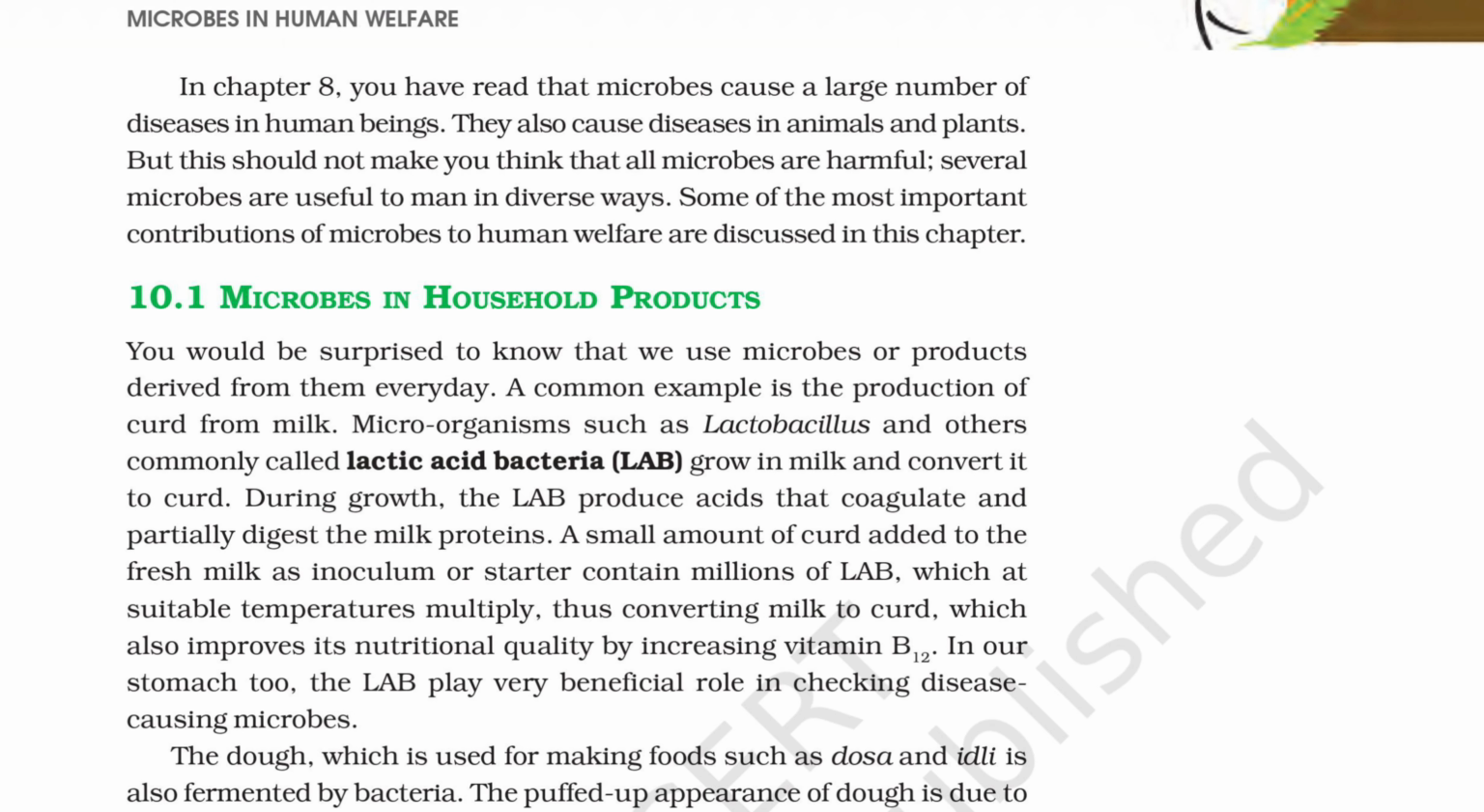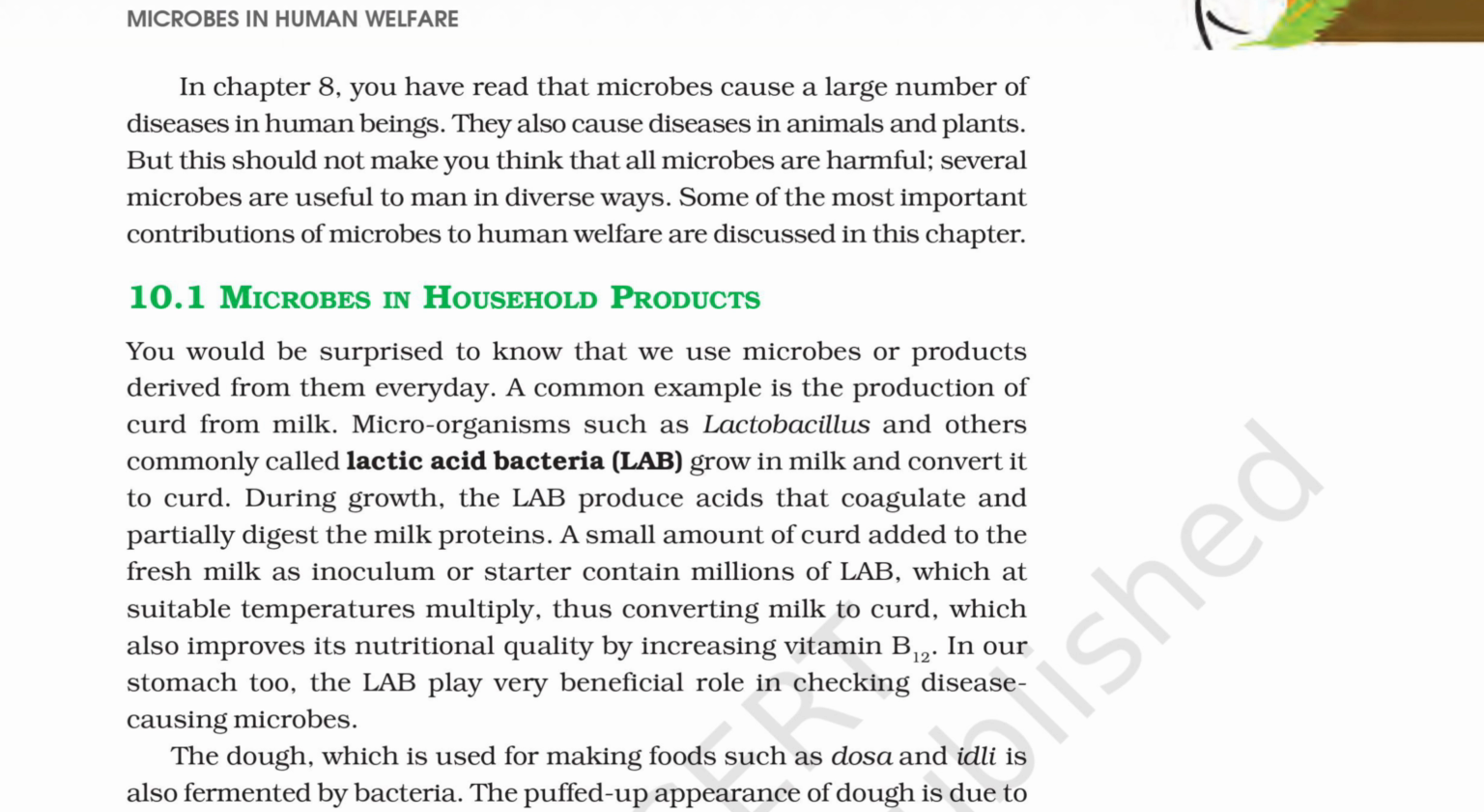In Chapter 8, you have read that microbes cause a large number of diseases in human beings. They also cause diseases in animals and plants. But this should not make you think that all microbes are harmful. Several microbes are useful to man in diverse ways. Some of the most important contributions of microbes to human welfare are discussed in this chapter.